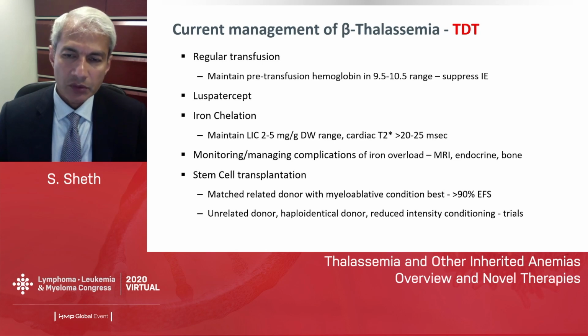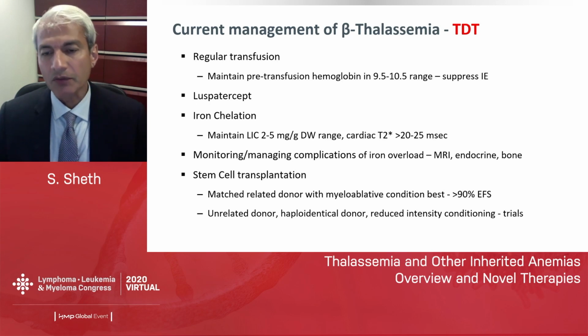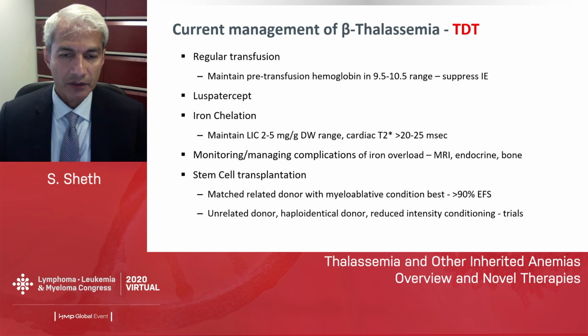This is the ideal range we want to keep these individuals in and prevent them from having complications in those two organs, as well as prevent them from having systemic iron overload, which may cause endocrinopathies and other complications as well. And then you have to really be very diligent in terms of monitoring and managing the complications should they actually occur. So serial MRIs, endocrine evaluations, bone density evaluations, follow-up with cardiology and endocrinology is all part of the management of thalassemia. Stem cell transplantation is the only available curative therapy currently.